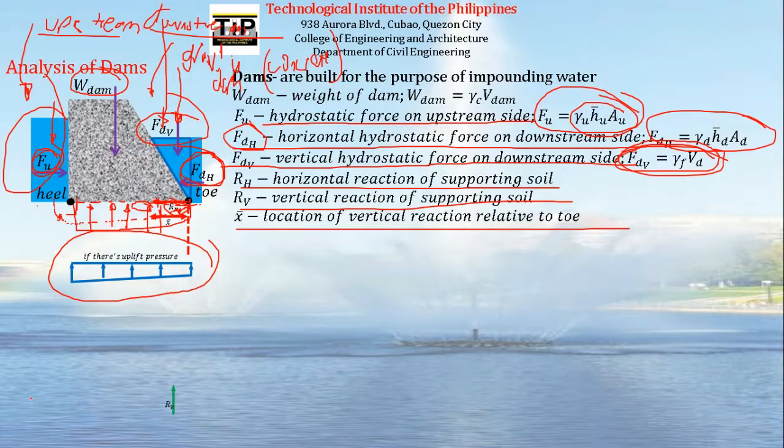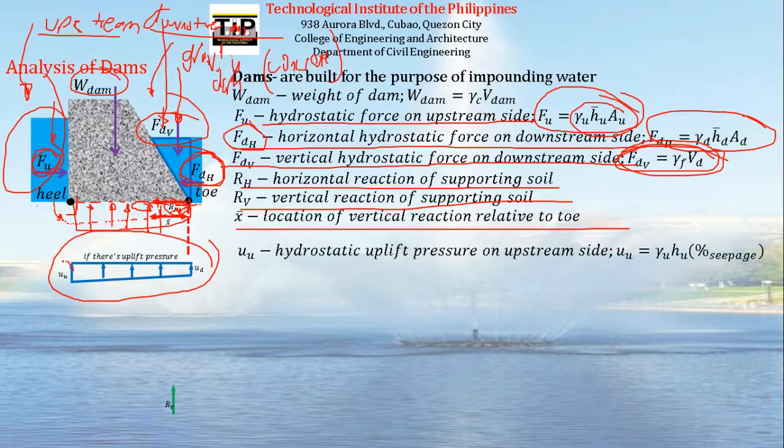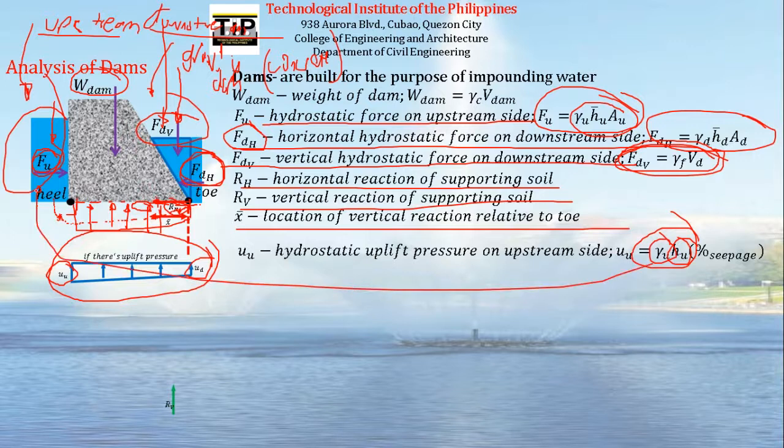Okay? So we have this U sub U and U sub D. So what are those? U sub U is the hydrostatic uplift pressure on the upstream side. It can be computed by multiplying the unit weight by the height. So in this case, it's the unit weight of water.